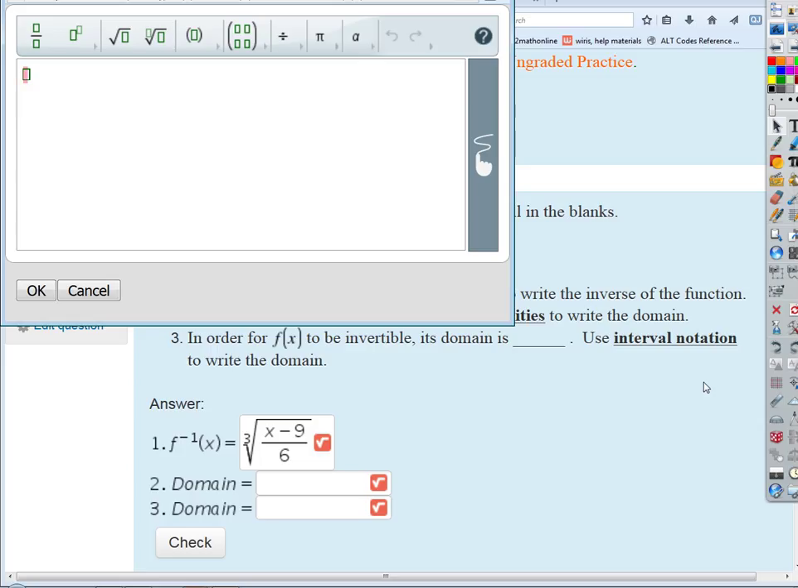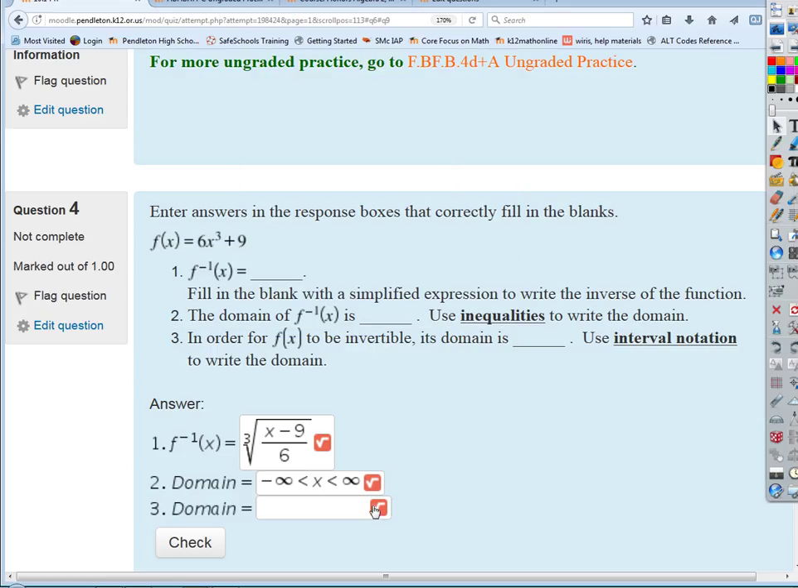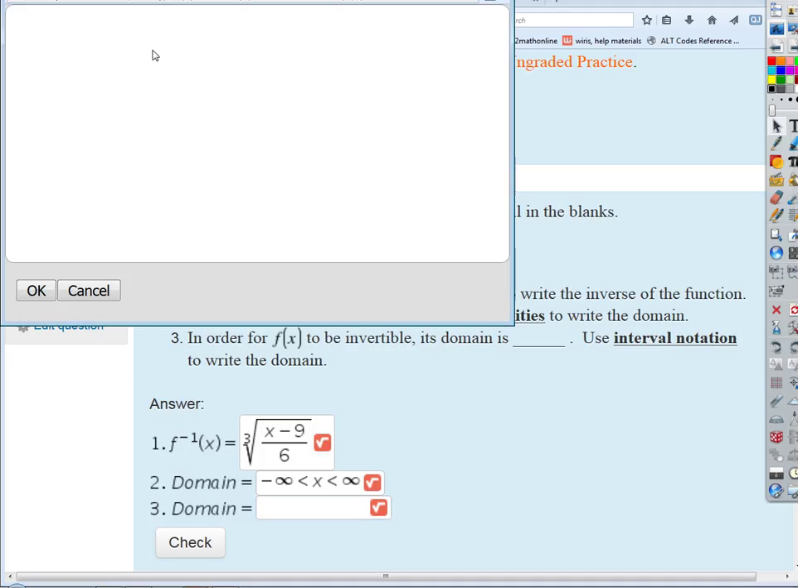Okay, so negative. So x is what then? Good. Greater than negative infinity and less than infinity. And that's the domain of the inverse. What's the domain of the function? Same thing.